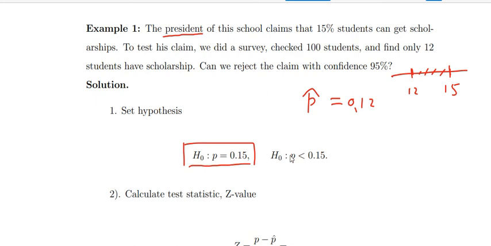Okay, so we just change this. Why do I always make mistakes? Yeah, HA. Sorry. Okay. Yeah, HA is less than, right? So here we calculate first. The second step is to calculate the test statistic.